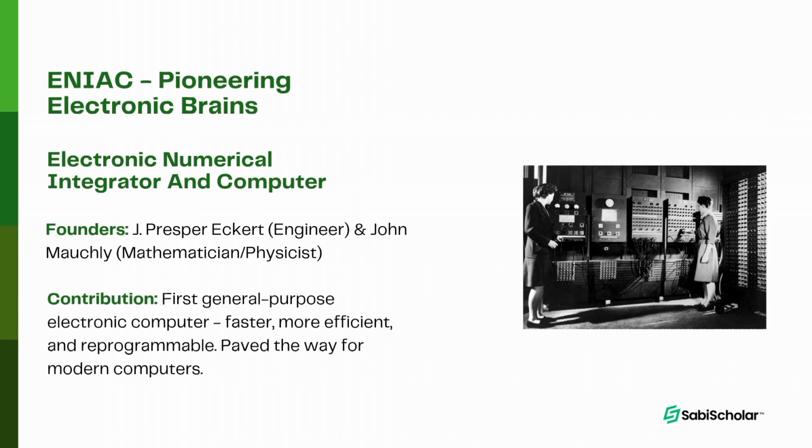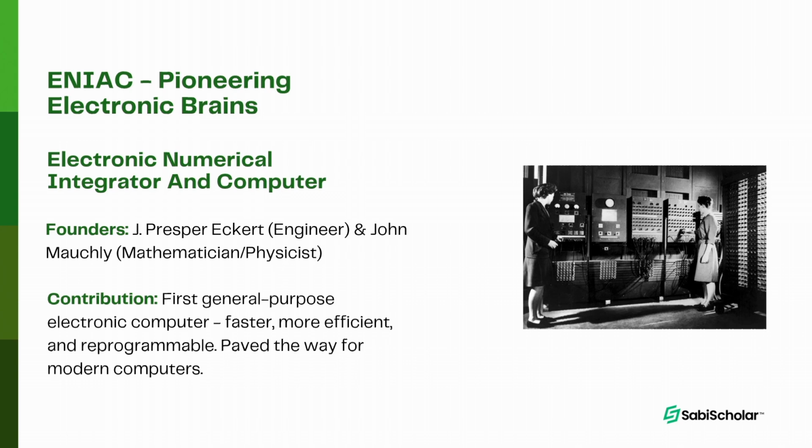But the ENIAC brought about the era where computers could do multiple things and was faster than the previous computers and was also more efficient, as well as the fact that it was programmable. Not just programmable, it was reprogrammable. So it was a machine that you could program to do a particular thing, and then when you needed it to do something else, you reprogram it to do another thing. So the ENIAC is one of the pioneering devices that paved the way for modern computers.